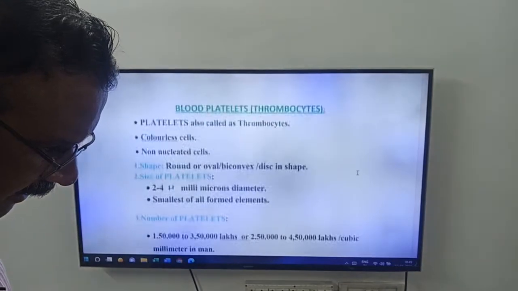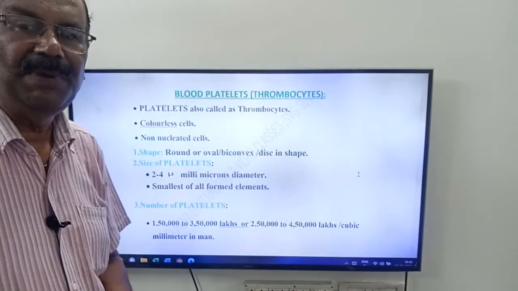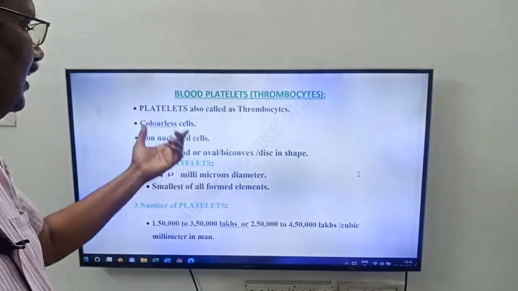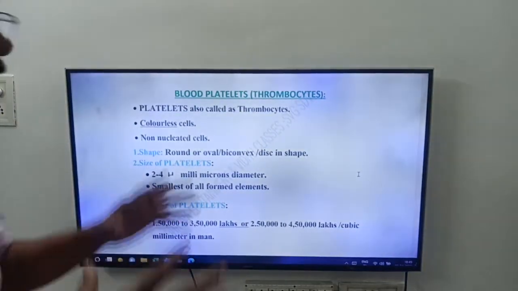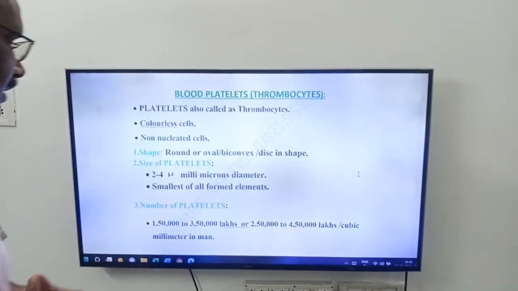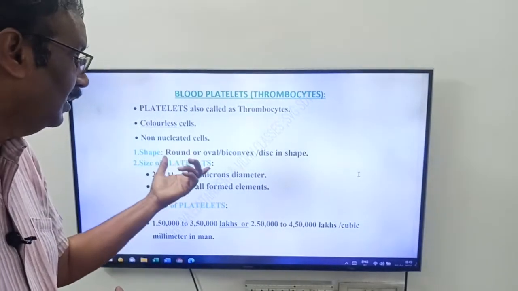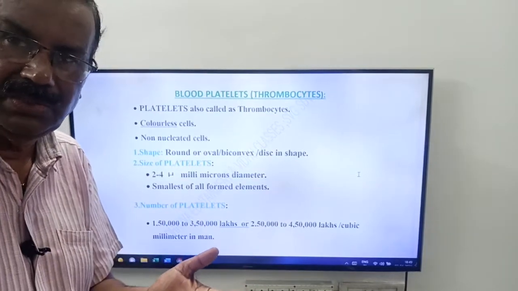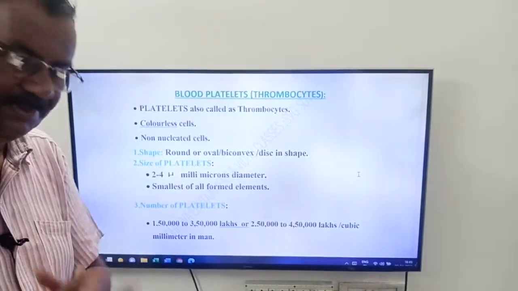Now see last one, friends. Platelets, blood platelets. These platelets are also called thrombocytes. These are colorless cells and non-nucleated cells. Now see the shape of the platelets. They are round or oval or biconvex or disc shaped.